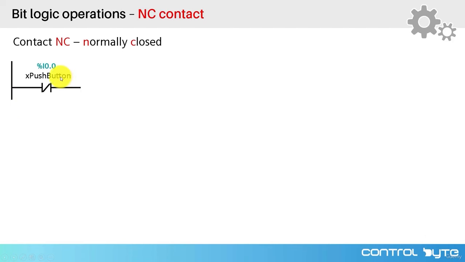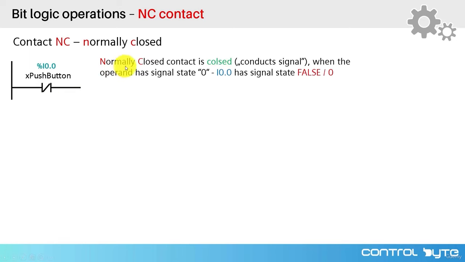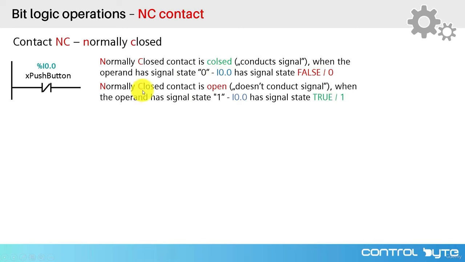In this picture, you can see the graphical representation of a normally closed contact. As you can see, it is really similar to a normally open contact. The only difference is that you have a little line inside this contact. It informs you that the principle of operation of this instruction is opposite to the normally open contact. A normally closed contact is closed, conducts signal from left to right, when the operand has signal state 0. In this case, when I0.0 has signal state false. A normally closed contact is open, doesn't conduct signal, when the operand has signal state 1.